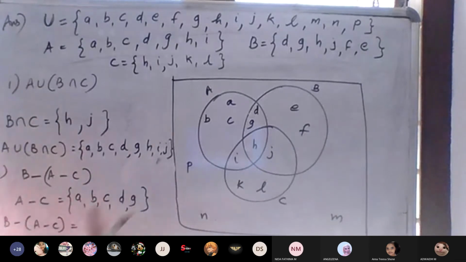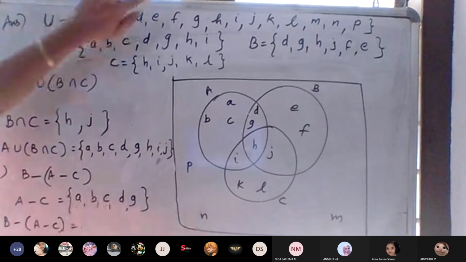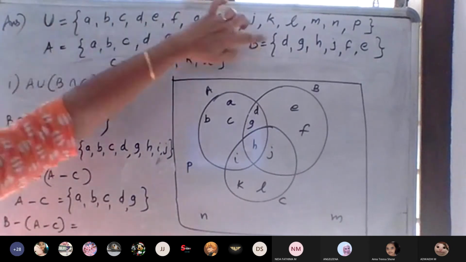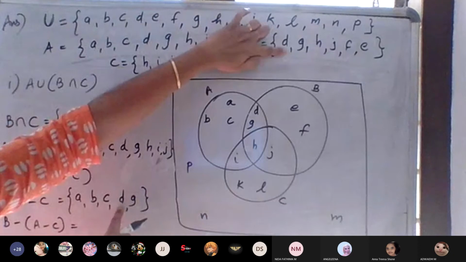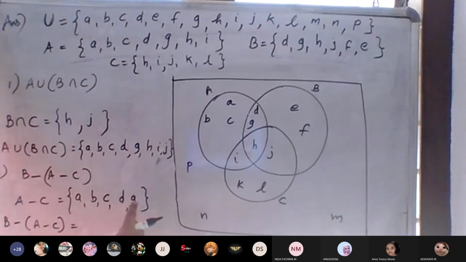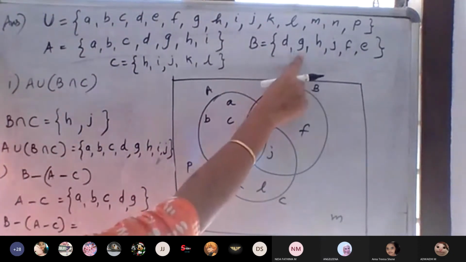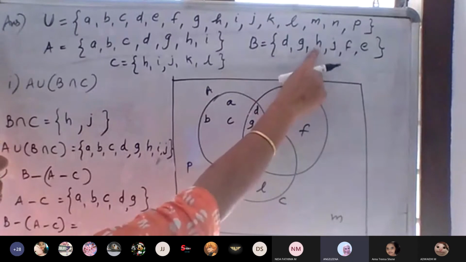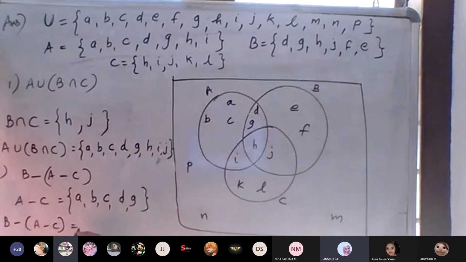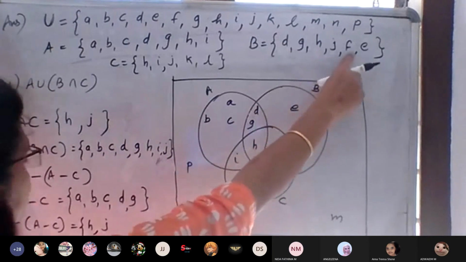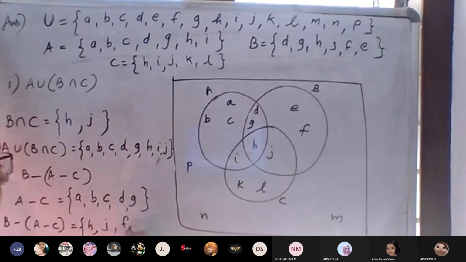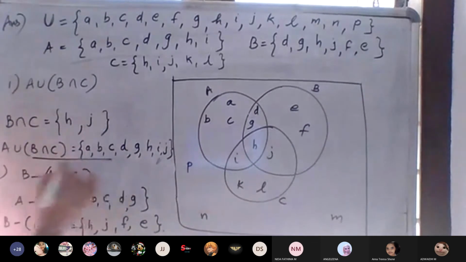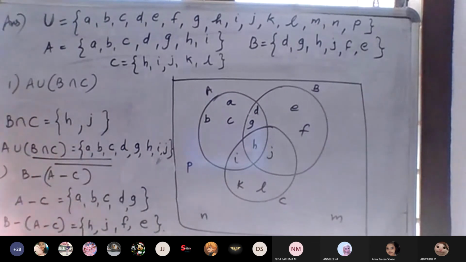Now B minus A minus C. So D, can we write a D? It is there, no, I need to write a D. G also. E, F, H, J. So that is the second part.